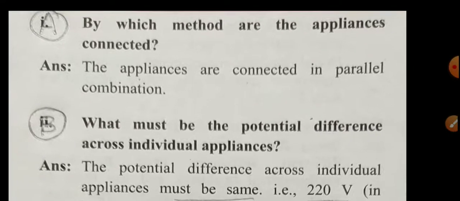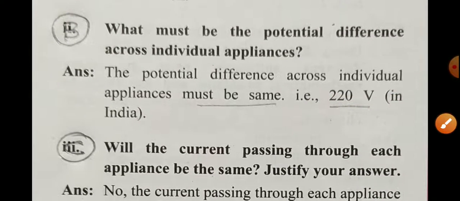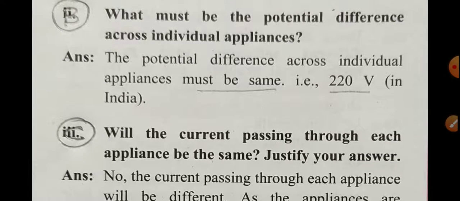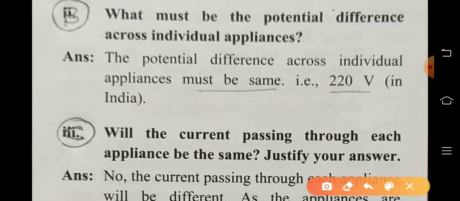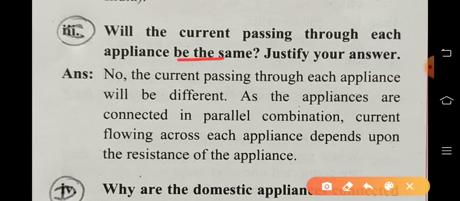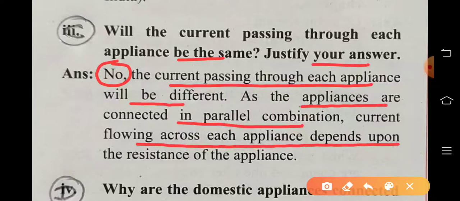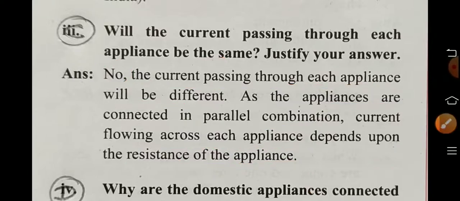By which method are the appliances connected? The answer is: the appliances are connected in a parallel combination. Second, what must be the potential difference across each individual appliance? All of you know that. What is that? 220 volt in India. That is the answer. Next, will the current passing through each appliance be the same? Justify your answer. The answer is no. The current passing through each appliance will be different. As the appliances are connected in a parallel combination, the current flowing through each appliance depends upon the resistance of the appliance.